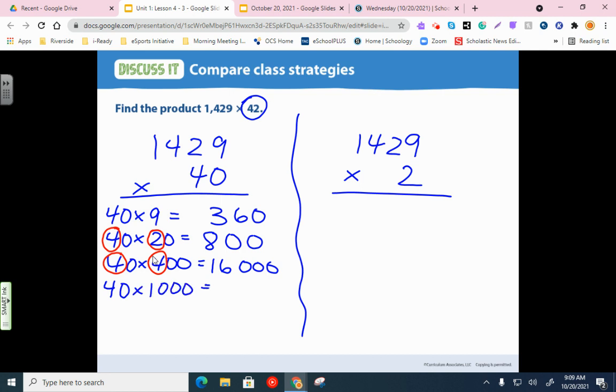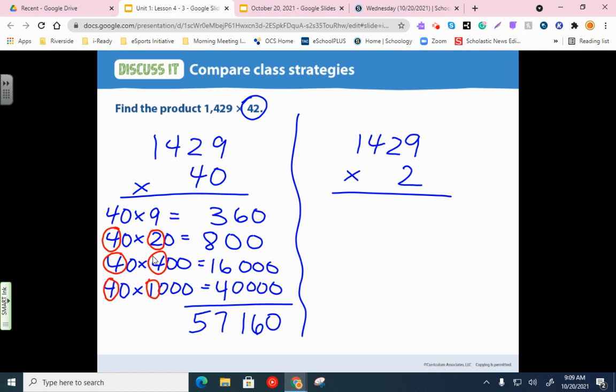And that equals, let's do the 4 times 1. That gives me 4. And then add up these zeros: 1, 2, 3, 4 zeros. It gives us 40,000. That's a pretty huge number. For us, it's going to be 57,160.